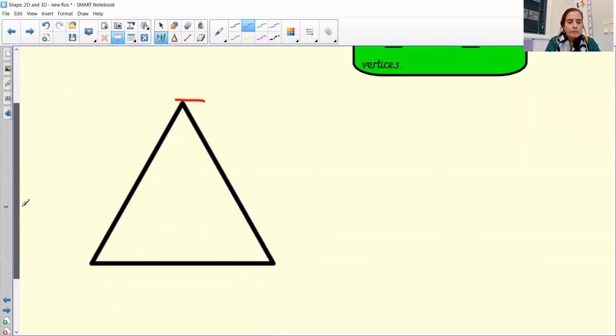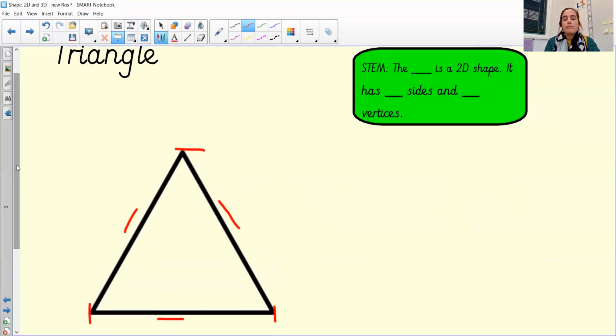1, 2, 3, and these are the sides. Fabulous. So, done the next part. It has 3 sides and it has 3 vertices. If you want to pause now and have a practice at using that STEM language with the gaps there, then you may do. But we're going to move on.